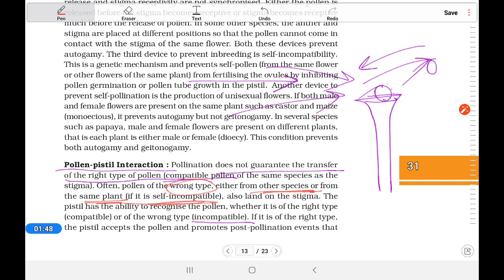So in these cases that pollen will either not germinate, or if it germinates, then a pollen tube will form, but the pollen tube will not enter inside the ovule. It will not fertilize.